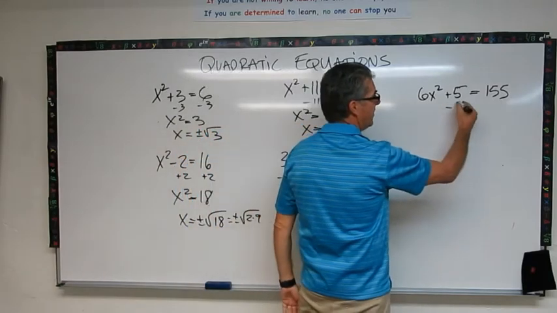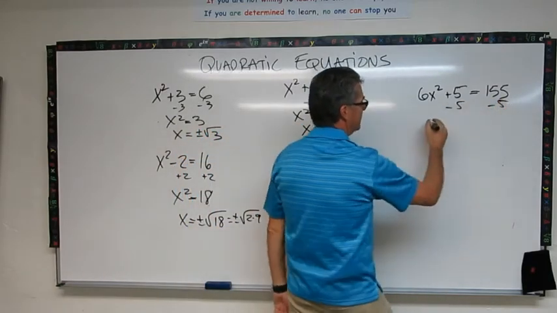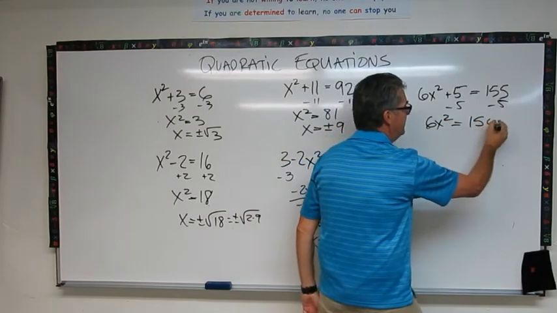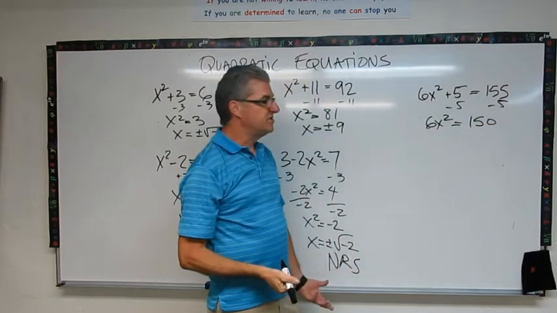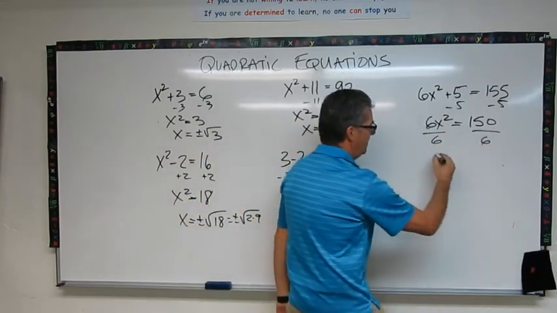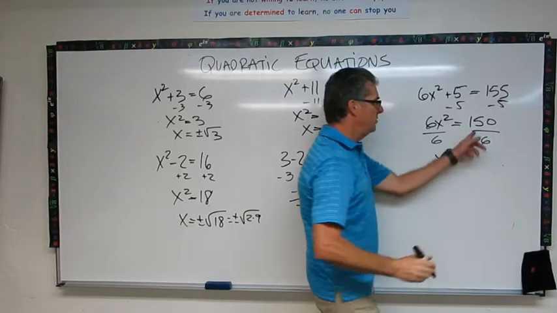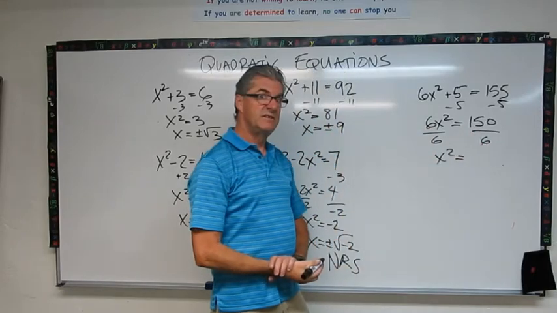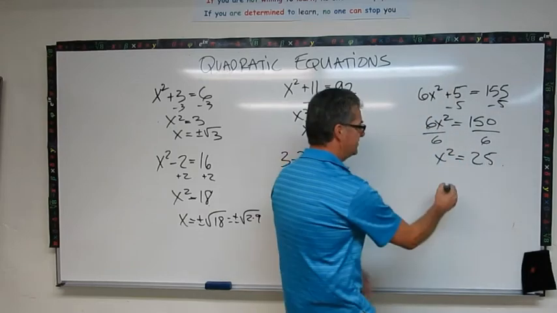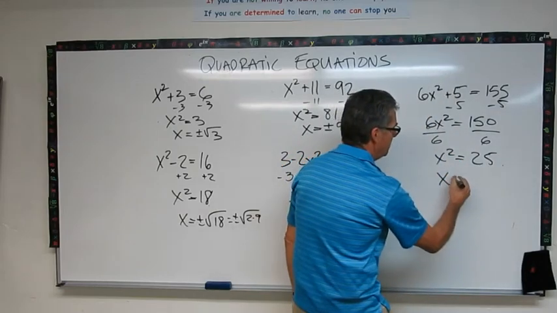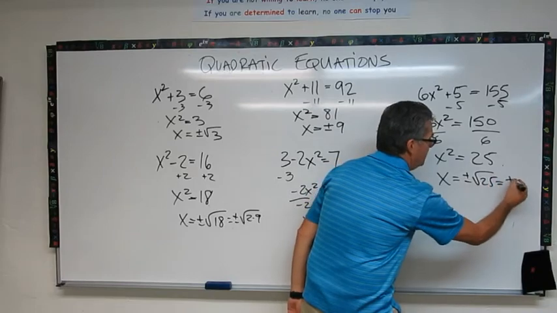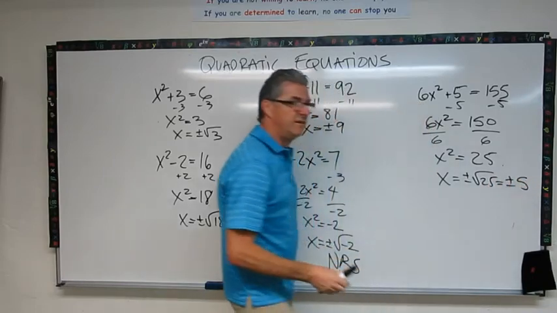I'm going to subtract 5. So I get 6x squared equals 150. I subtracted 5 from both sides. Now I want to divide through by 6. X squared equals, now what's 150 divided by 6? 25. Take the square root. X equals plus minus root 25, which is plus minus 5.